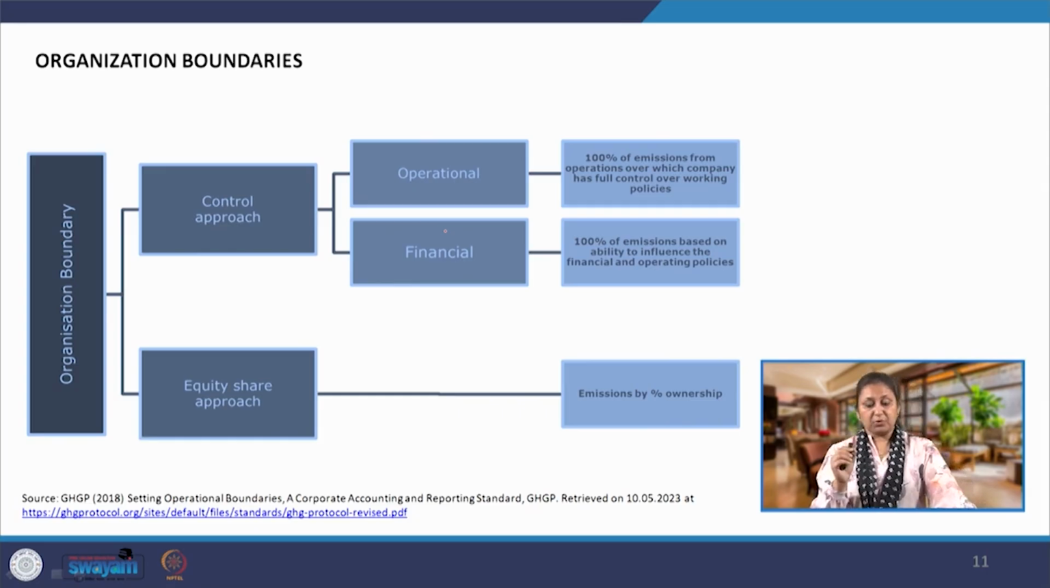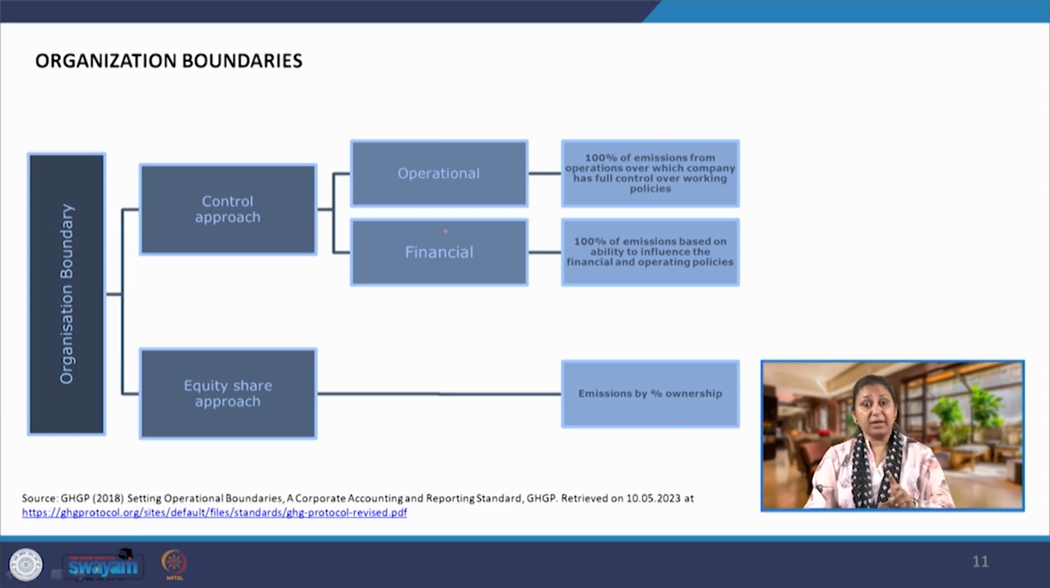So, operational approach is where the company has 100% control over the operations of a subsidiary company or anything working under it. That is called an operational approach. And financial approach is where, again, the company has complete control of its financial operations. So, that is known as the financial control approach.